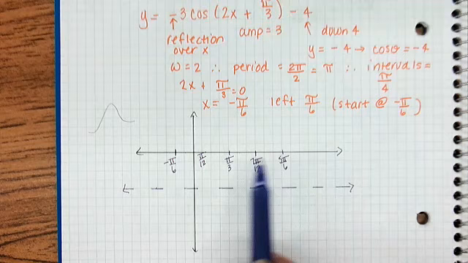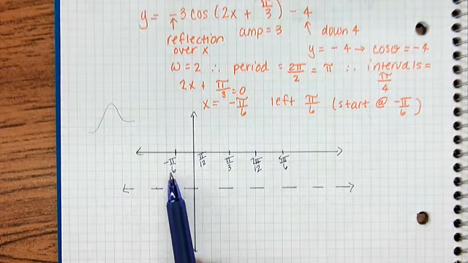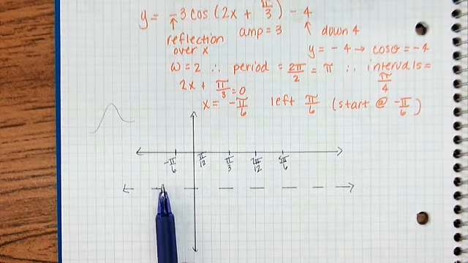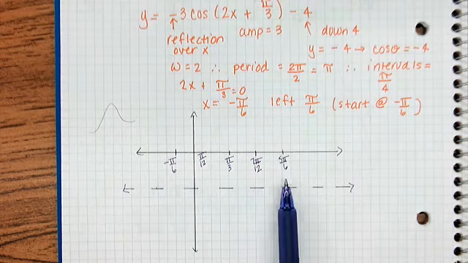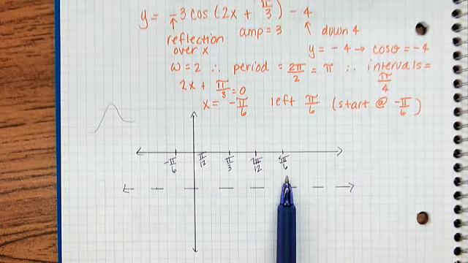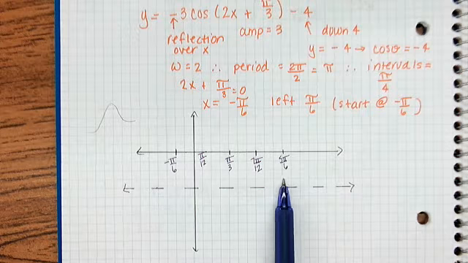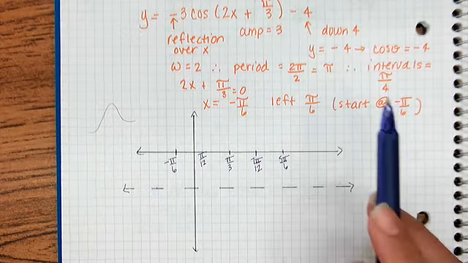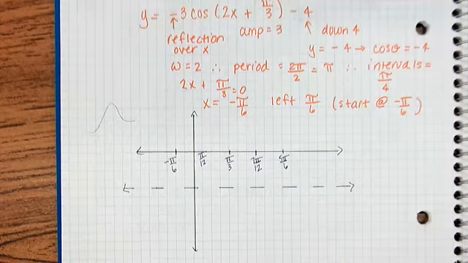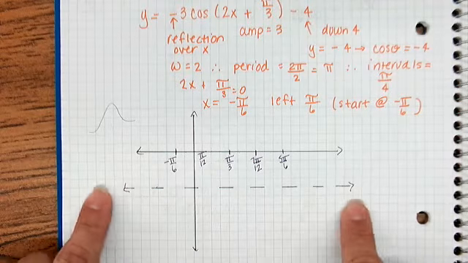Intervals are pi over 4, but I started at negative pi over 6. So I needed to find a common denominator, and the common denominator between 4 and 6 was 12. So notice my starting theta value was negative pi over 6. My ending theta value was 5 pi over 6, for a total distance. Negative pi over 6 to 5 pi over 6 is 6 pi over 6, and that is pi. So it is a reflection, and I took care of the vertical shift.